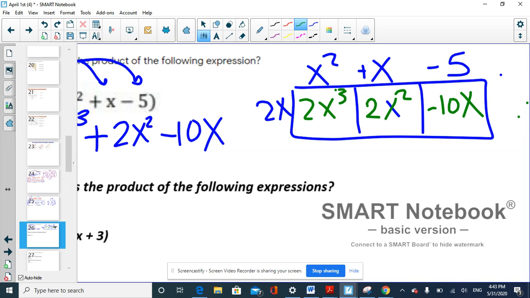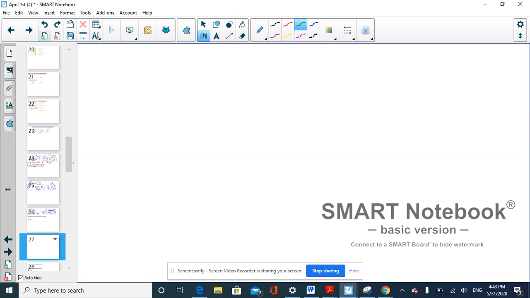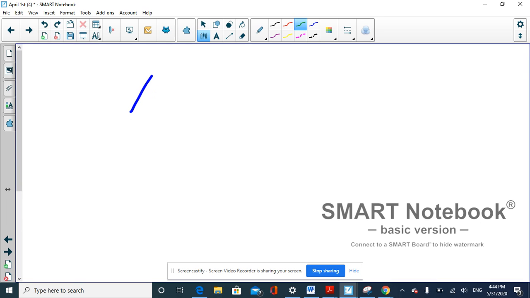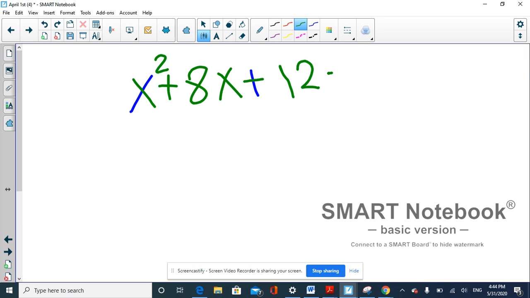What if I say solve the equation, okay? If I have an equation, it doesn't mean to factor only, but you have to find the value of x. Solve the equation x squared plus 8x plus 12 equals 0. First, factor, then find the value of x, okay?